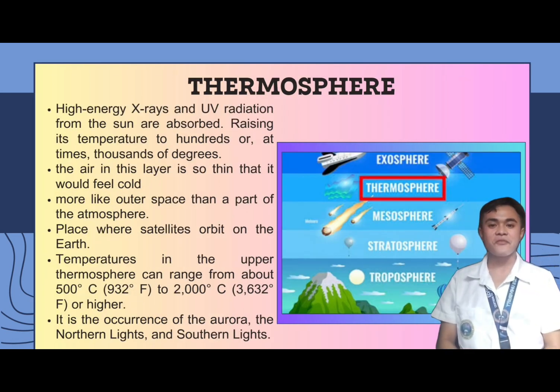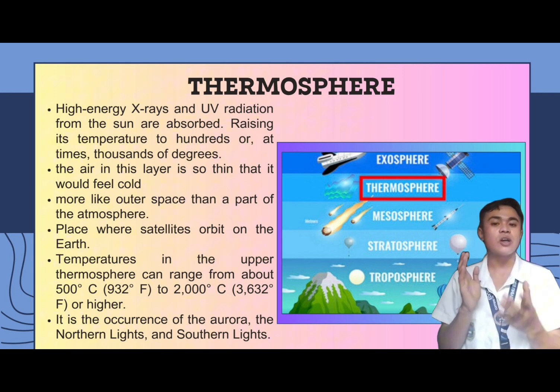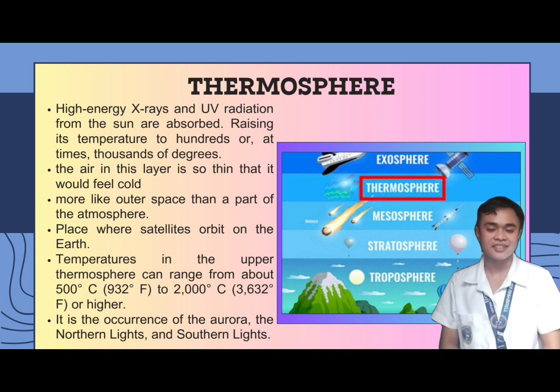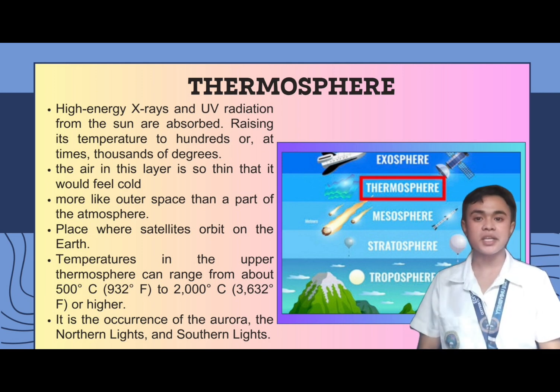Next, the layer of very rare air above the mesosphere is called the thermosphere. This layer is characterized by extremely high temperatures due to the absorption of high-energy X-rays and ultraviolet radiation from the sun. Although the thermosphere can reach temperatures of hundreds or even thousands of degrees, the air is so thin that it would feel freezing cold to us if we were in the thermosphere. In many ways, the thermosphere is more like outer space than part of the atmosphere.